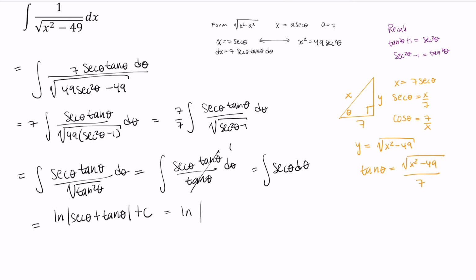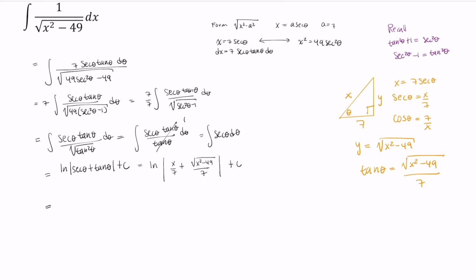Okay, so let's write this as the natural log of x over 7 plus the square root of x squared minus 49 divided by 7 plus a constant. Rewriting this a little more, I end up with the natural log of x plus the square root of x squared minus 49 over 7, plus c1. Now I can avail myself of the fact that the natural log of a over b is equal to the natural log of a minus the natural log of b. In this case, a is here in the numerator, and b is the 7 in the denominator.